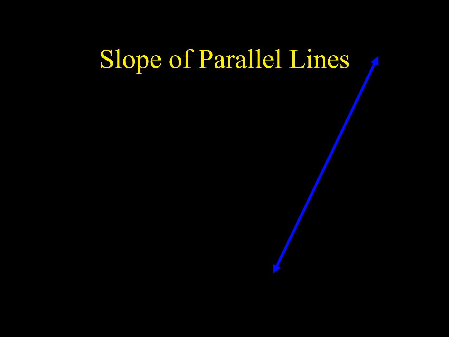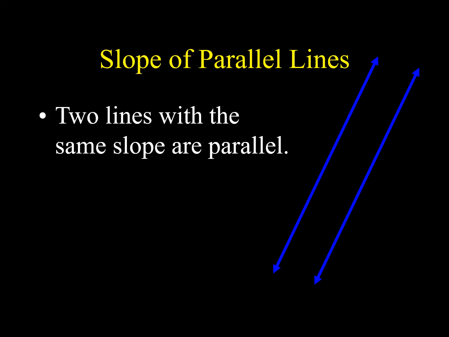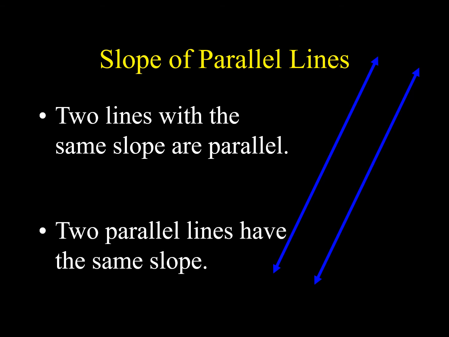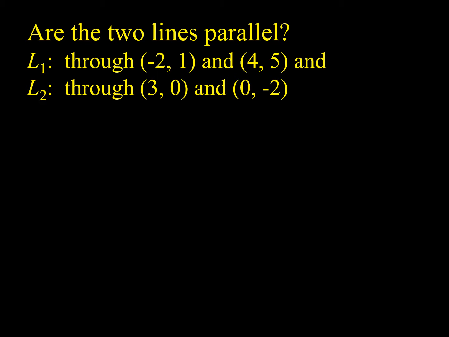Now let us have the slope of parallel lines. So two lines with the same slope are parallel. That's why two parallel lines have the same slope. So your keyword for parallel lines: same slope. So are the two lines parallel?